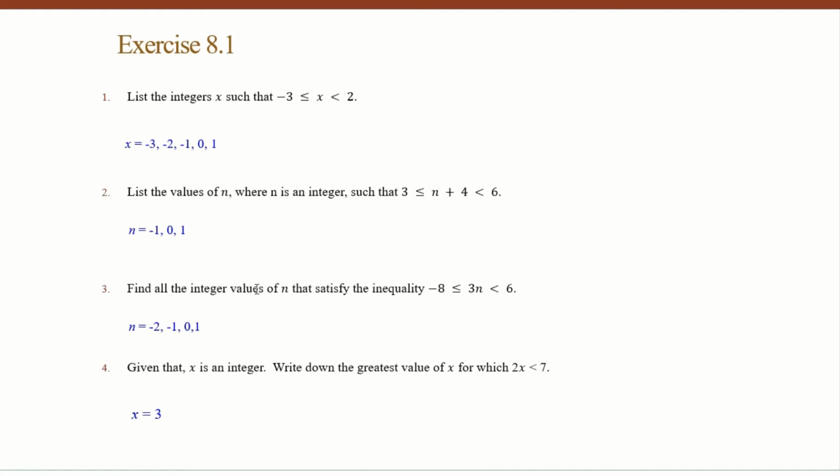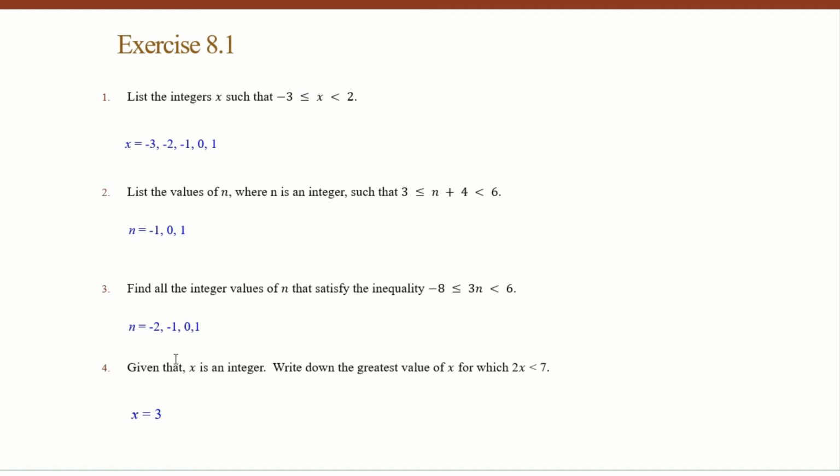Find all the integer values of n that satisfy the inequality: 3n is more than or equal to -8 but smaller than 6. So you divide the left and right by 3. All right, so you'll be left with -2, -1, 0 and 1.